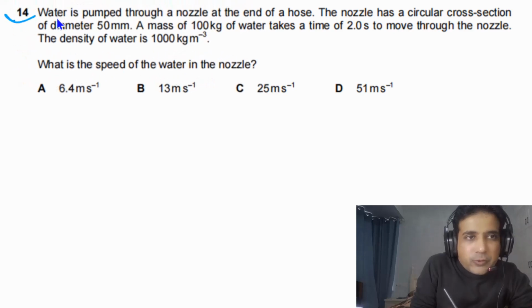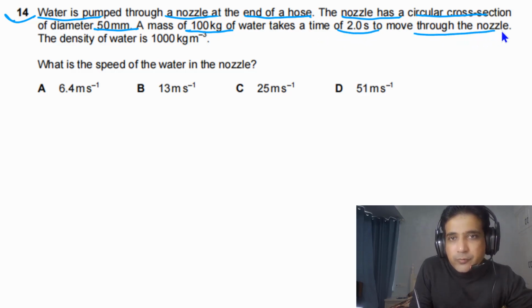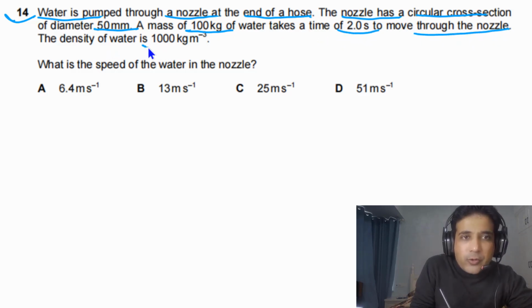For question number 14, it is given to us water is pumped through a nozzle at the end of a hose. The nozzle has a circular cross section of diameter 50 mm. A mass of 100 kg of water takes a time of 2.0 seconds to move through the nozzle. The density of water is 1000 kg per cubic meter. We need to find out what is speed of water in the nozzle.